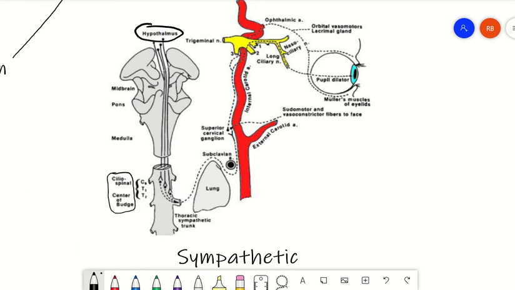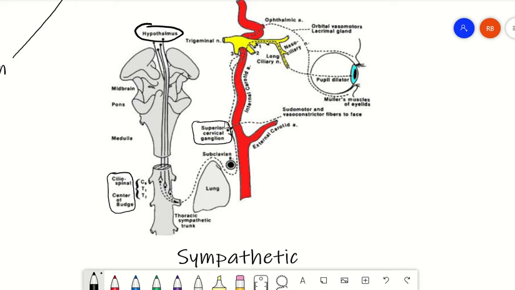So the ciliospinal center of Budge comprises the nerve roots C8 to T2. And then this synapses with the second order neuron, which goes over the apex of the lung and loops around the subclavian artery and synapses at the superior cervical ganglion. And that's located at the carotid bifurcation.